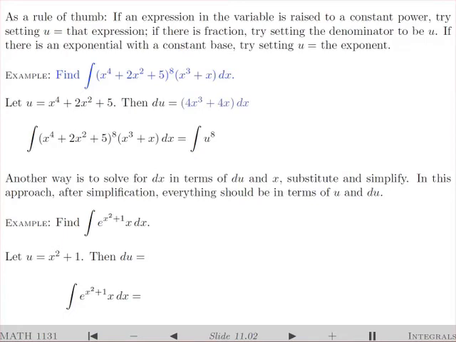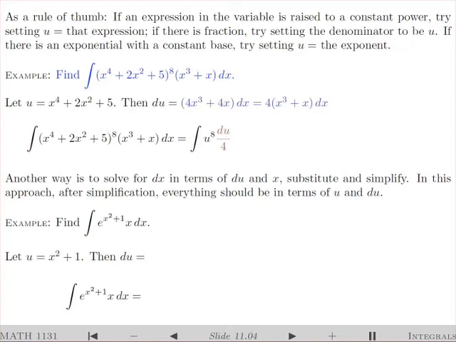What I have is (x^3 + x) dx. These differ by the constant factor of 4, because I can factor 4 out of du, and the other factor is (x^3 + x) dx, which is what I have in the integral. So the first factor in the integrand, (x^4 + 2x^2 + 5)^8, is just u^8, and (x^3 + x) dx is du over 4.